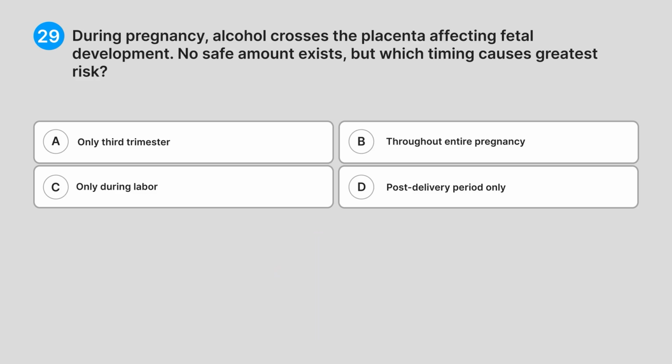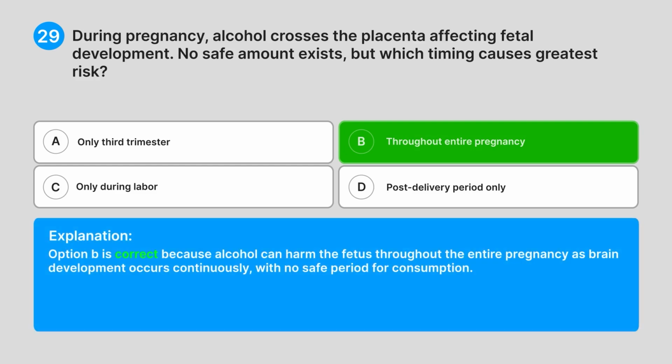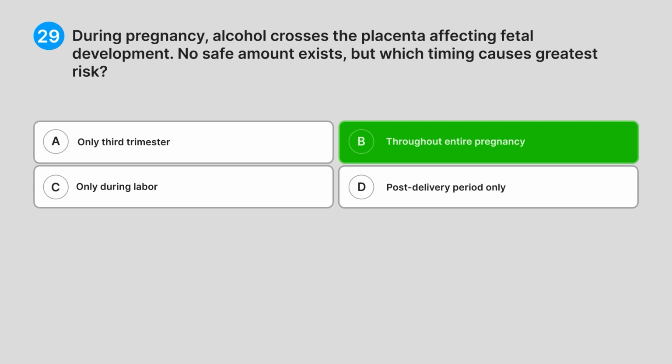Correct answer, B. Throughout entire pregnancy. Explanation. Option B is correct because alcohol can harm the fetus throughout the entire pregnancy as brain development occurs continuously, with no safe period for consumption.